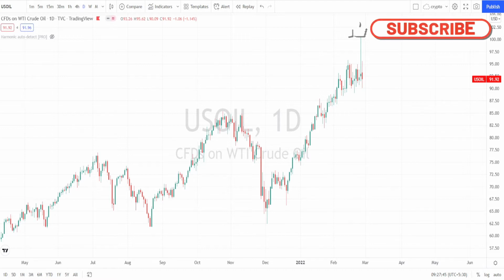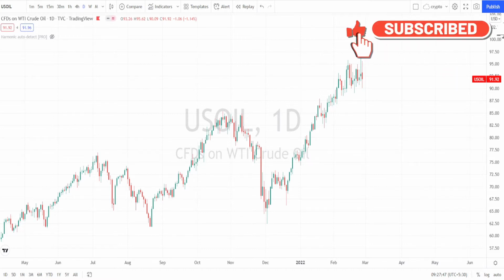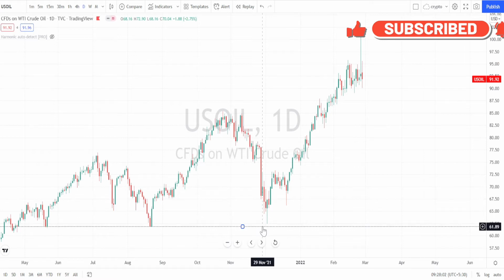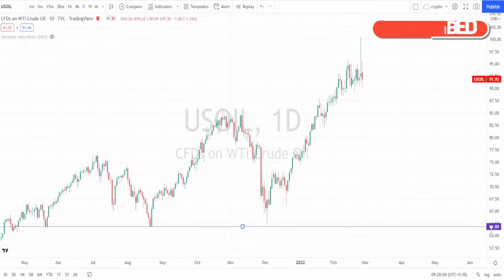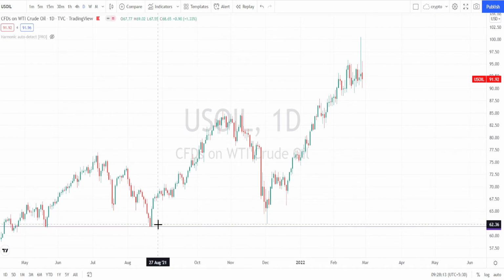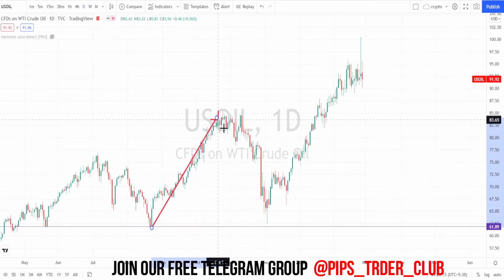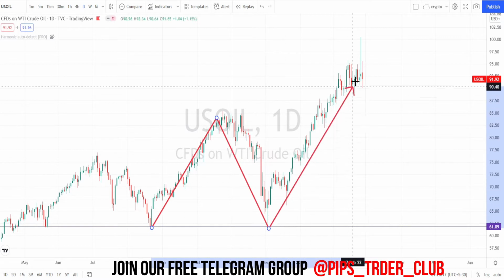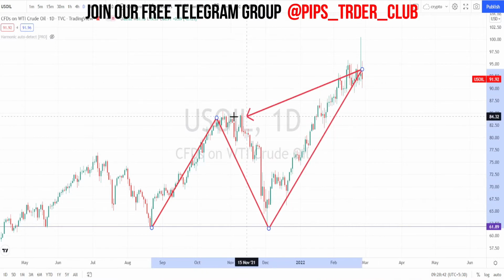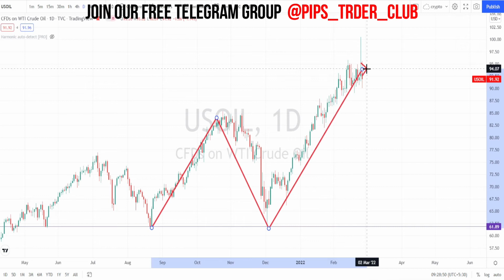I'm in daily time frame now. When we look at the price action in daily time frame, I'm drawing a line over here. It has come down up to the level of 61.89 and it formed a double bottom pattern. Then it started its bullish trend and it had also crossed the previous high of 84.85 and it is continuously on a very strong bullish trend.